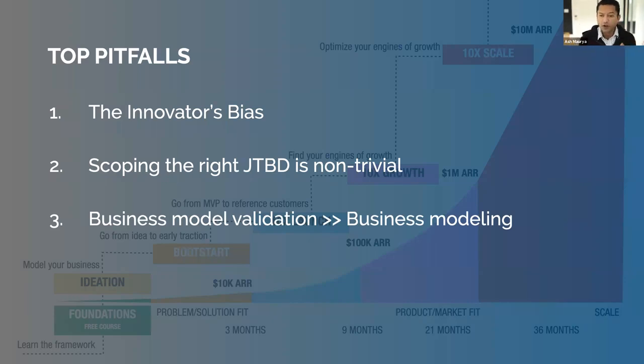So I want to first talk about this notion of the innovator's bias. I'll describe and define what that is and how to overcome it, some of the things to do on the canvas to overcome this. We'll talk about jobs to be done.